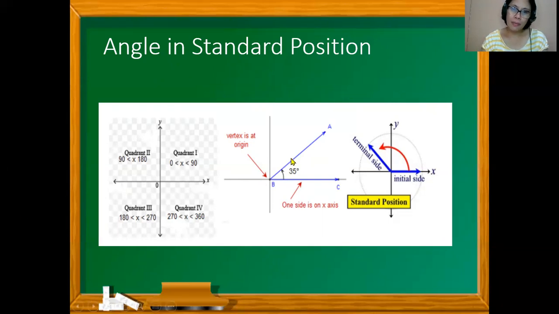For example, angle B here is an angle in standard position since its initial side lies along the positive x-axis.